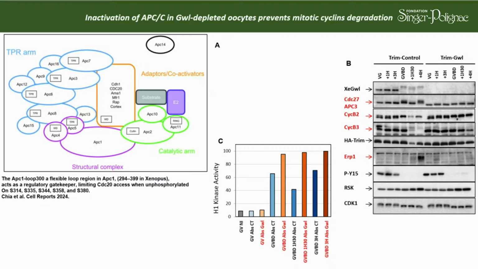We can see also that cyclin B3 is stable, and that we can maintain ERP1 in its stabilized form. Associated with the stability of cyclin B, you can see that CDK1-cyclin B activity is higher in the condition where we deplete Greatwall compared to the control condition, where we have fluctuation of CDK1-cyclin B between meiosis 1 and meiosis 2.